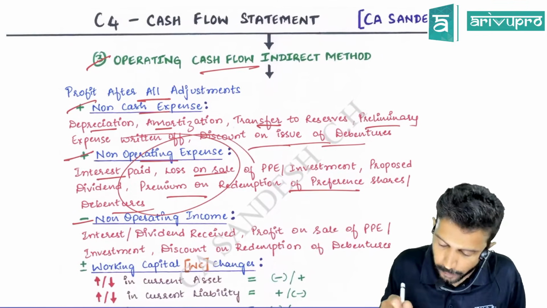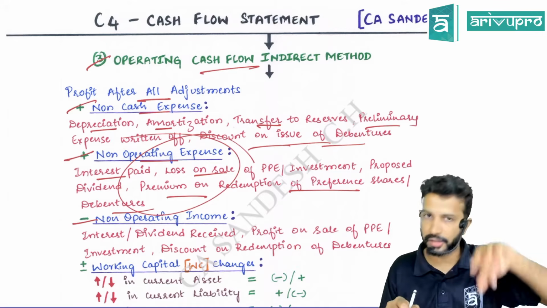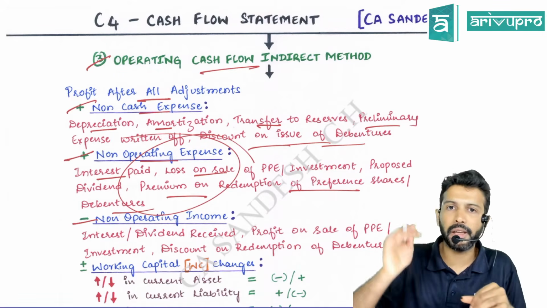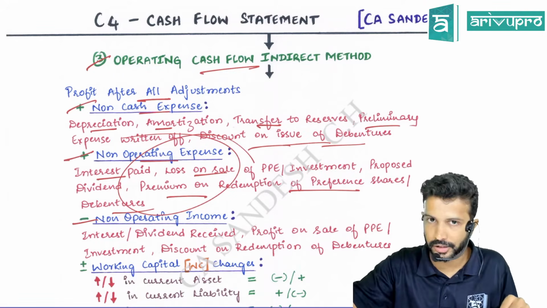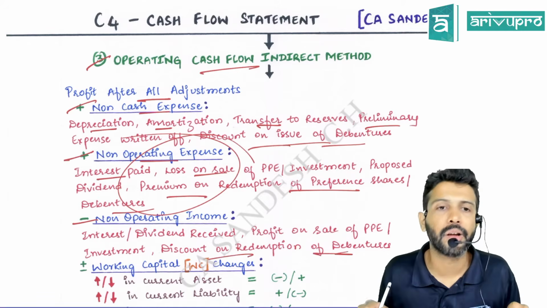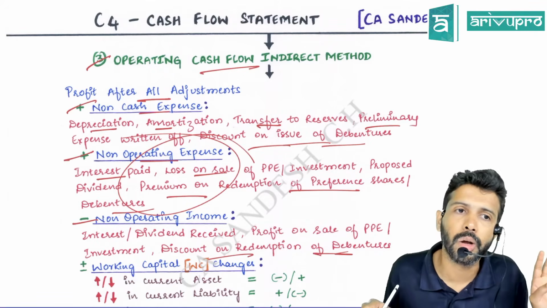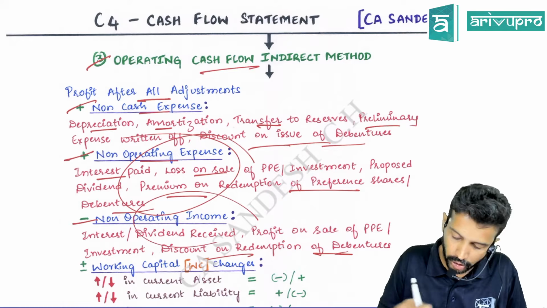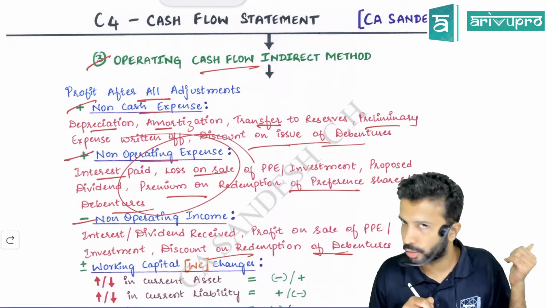If you have any non-operating income like interest received, dividend received, profit on sale of PPE, investment or intangible asset, or discount on redemption of debentures, if at all it is transferred to P&L, those sorts of non-operating income, if you have anything, reduce it.